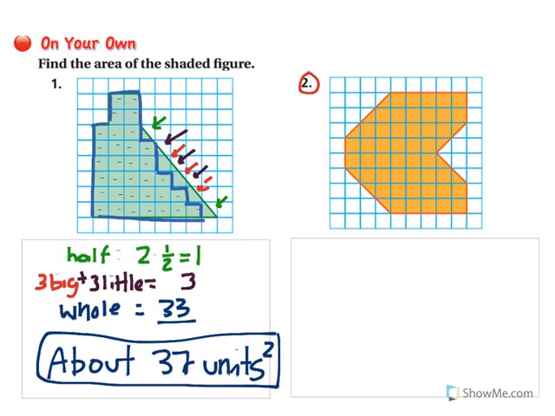I want you to try number 2. 2 is way easier than 1. It's closer to the example problem. So go ahead and give it a try.